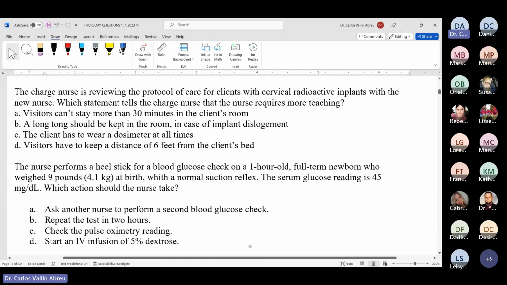The charge nurse is reviewing the protocol of care for clients with a cervical radioactive implant with the new nurse. Which statement tells the charge nurse that the nurse requires more teaching? Visitors cannot stay more than 30 minutes in the client's room. I think this is true. A long tongs, you know what that is, no?